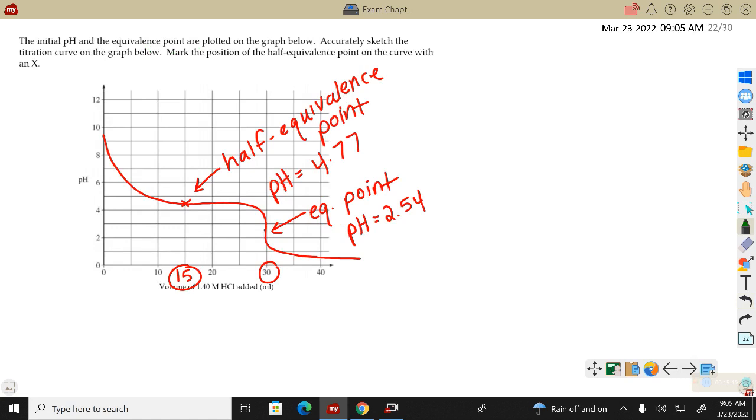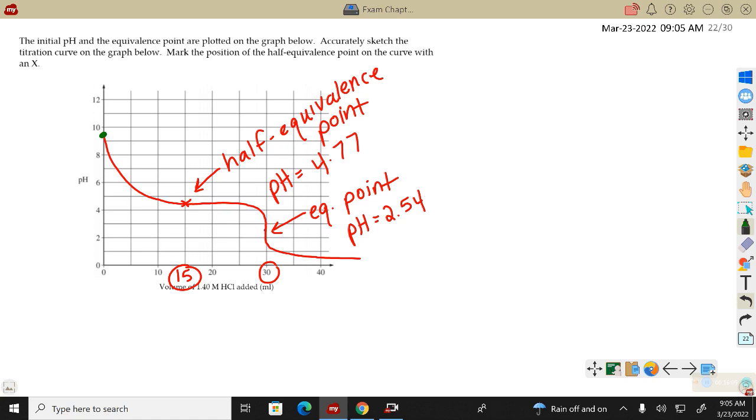Then, this one, there's a lot that we're looking for. We want to try to sketch this graph. The initial pH is plotted for us, which makes sense. And we're going to put our pH probe in this kind of mildly basic solution, the weak conjugate base. pH is a little less than 10.